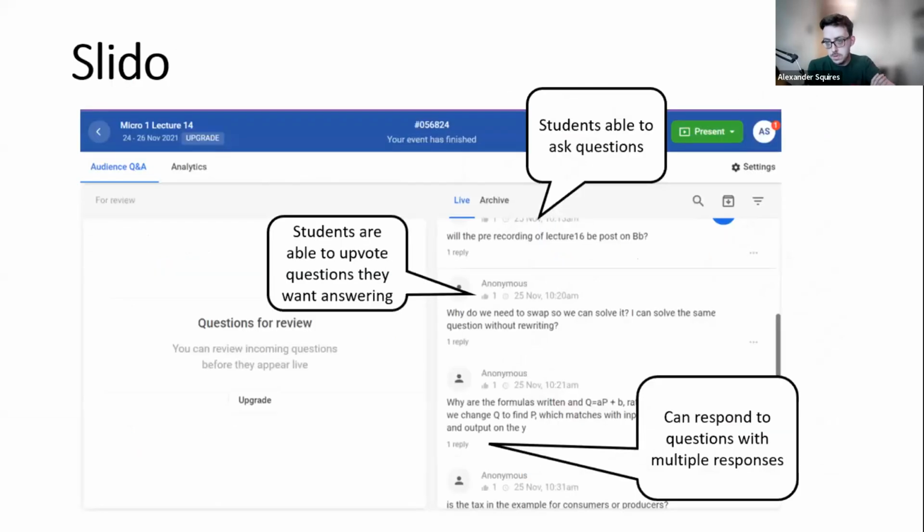So, as I said, students are able to ask questions on this. They're able to upvote questions they want answering, and I was able to also respond with multiple responses. You know, if I didn't do a very good job the first time, I was able to have another go and try and explain something in more detail.